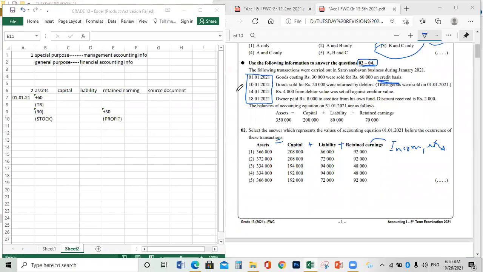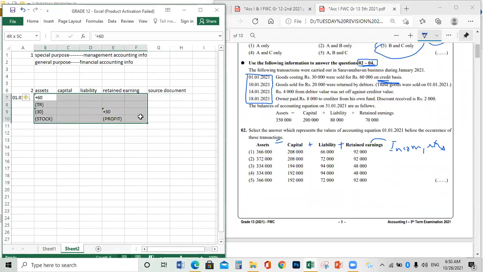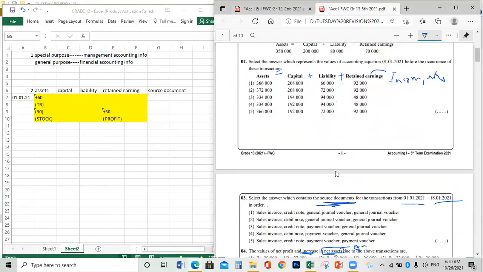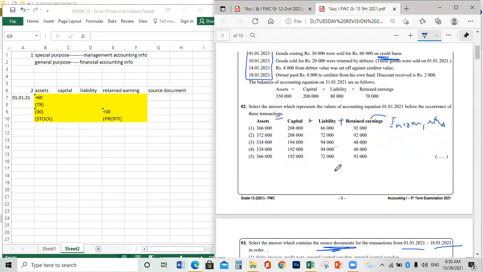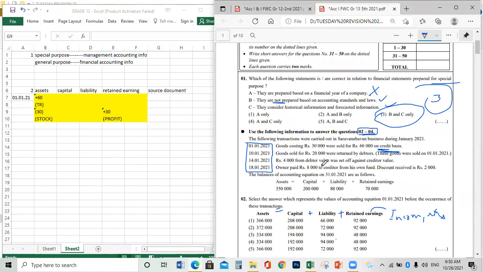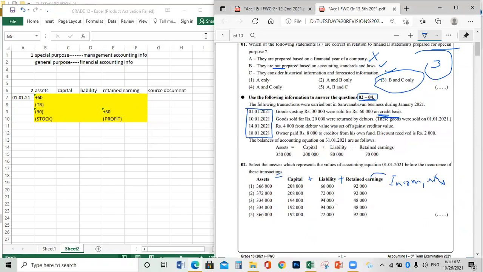Okay, so now let's continue. Goods sold. So this was the first transaction. Okay, before that, let's find the source document. So guys, they are asking you to tell the source document for each of the transactions. Now guys, when you sell goods on credit, what is the source document? Anyone? When you sell goods on credit, what is the source document?